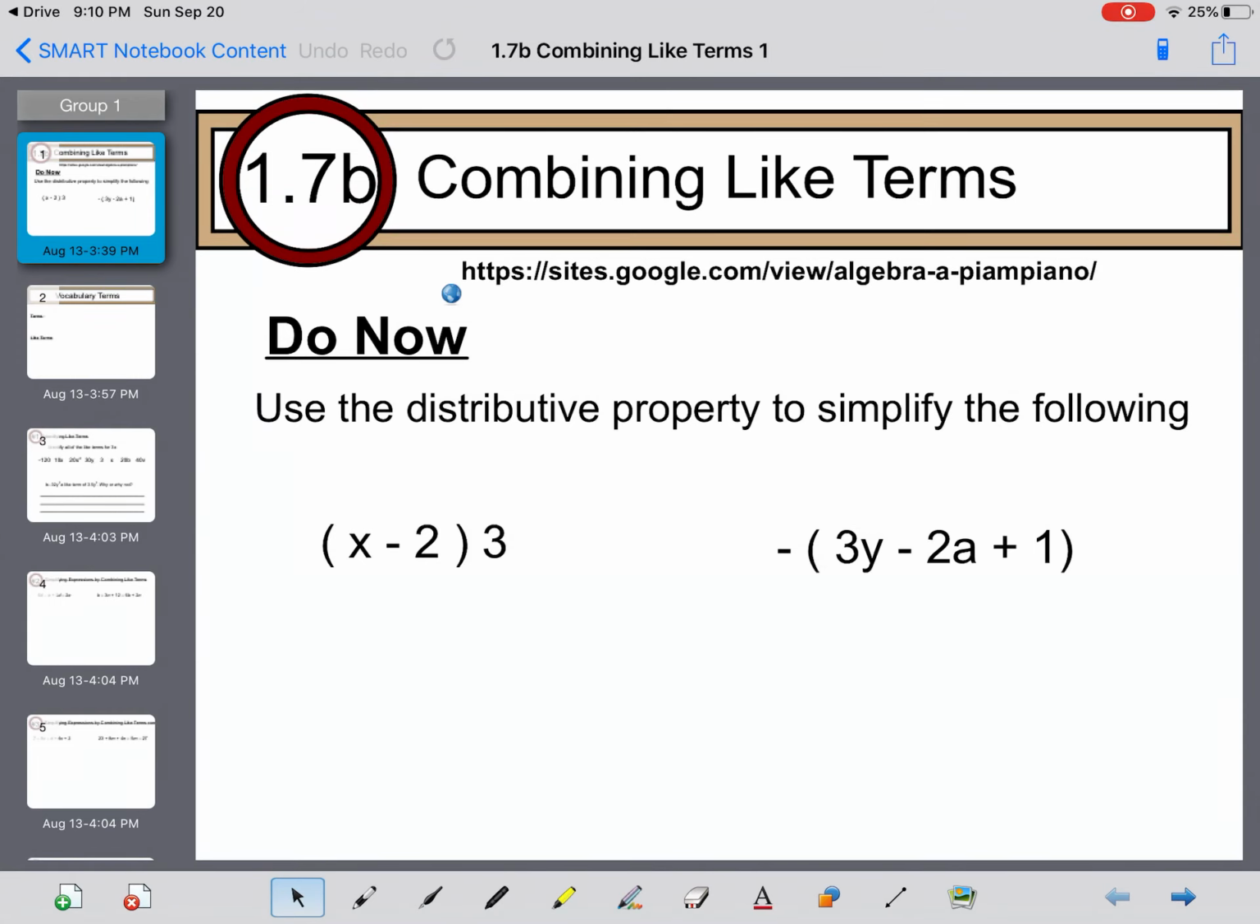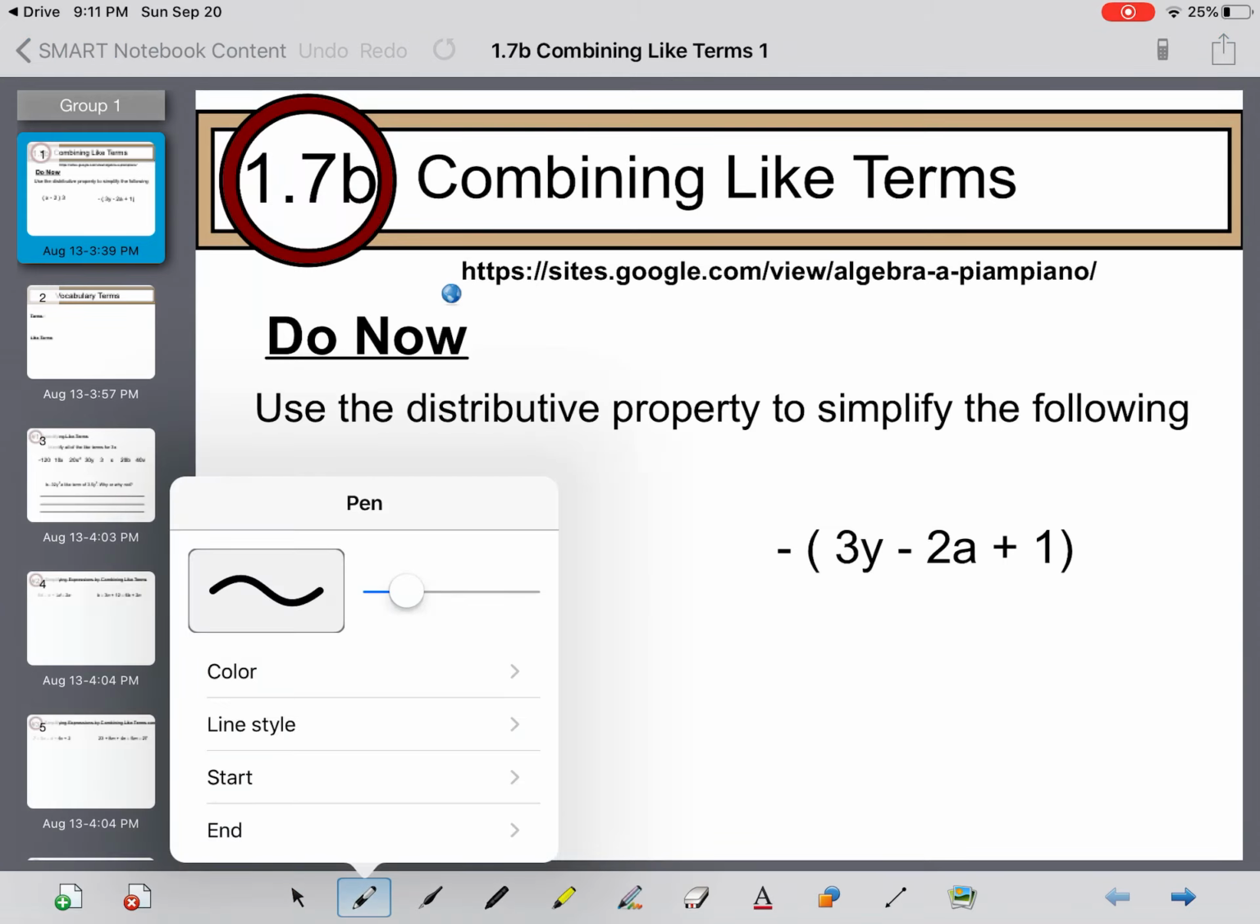All right, everyone, this is 1.7b, combining like terms, part of our algebra review. The Do Now asks you to use the distributive property to simplify the following. Feel free to pause the video, work on the Do Now, and resume it to check your accuracy afterwards.